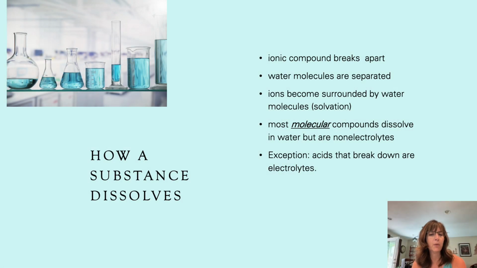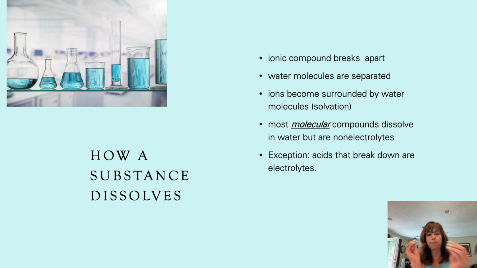Let's just take a quick moment to think about what exactly happens when a substance gets dissolved in water. And this is important because it's going to be on one of our labs. The first thing that has to happen is an ionic compound breaks apart. So imagine you have sodium chloride. You have to come between the sodium and the chlorine and break them up. So you have to overcome the attraction between those 2 ions. Then the water molecules need to be separated. You know, water molecules have hydrogen bonding, so they stick together as well.